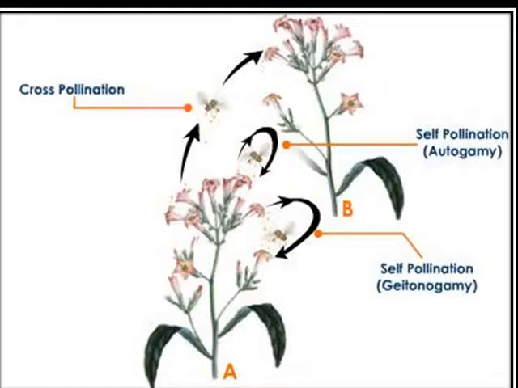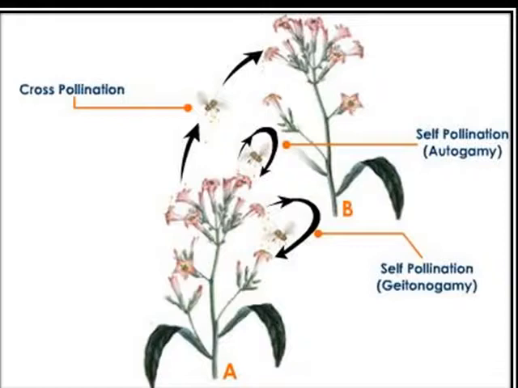Next comes another form of self-pollination, that is genetogamy. Now what happens in genetogamy? For example, there is a plant, it bears many flowers. The male gamete of one flower will get transferred to the female gamete of another flower. The flowers will be two, but the plant will be the same. So this is known as genetogamy.